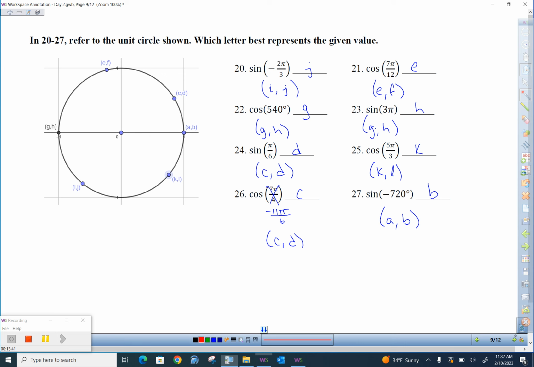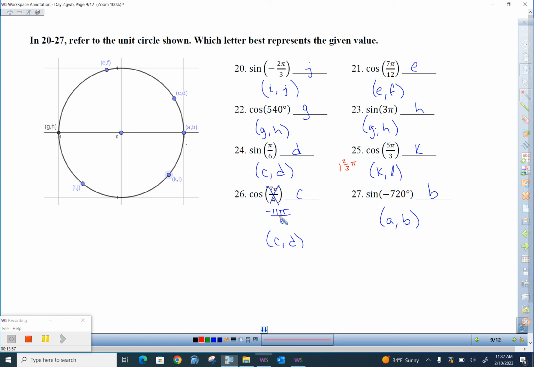Okay, these are the answers you should have gotten. Really, the only things that I want to check on are your 25 and 26, talking about those fractions again. 5/3 pi, you can write this as a mixed number, 1 and 2/3 pi. We know all the way around is 2 pi, and we're not quite there, so it has to be KL.